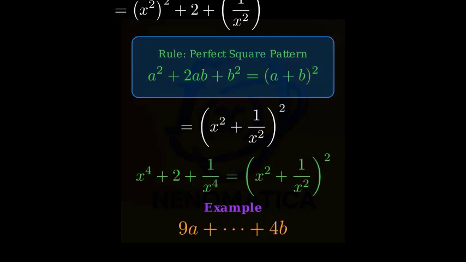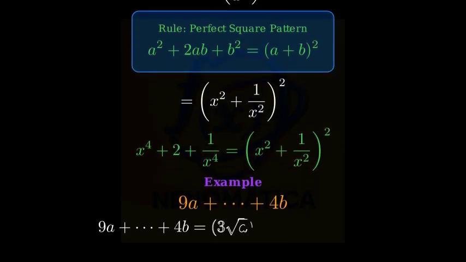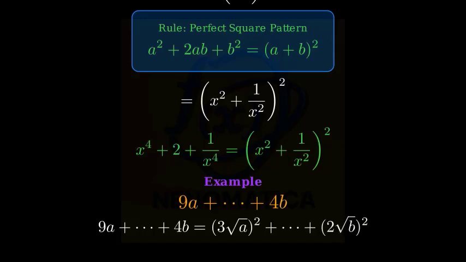We have the expression 9a plus some missing terms plus 4b. We can rewrite 9a as the quantity 3 root a, squared, and 4b as the quantity 2 root b, squared. This helps us identify the structure of the perfect square pattern.